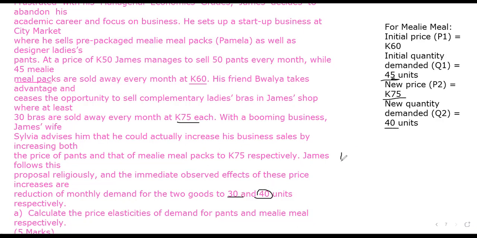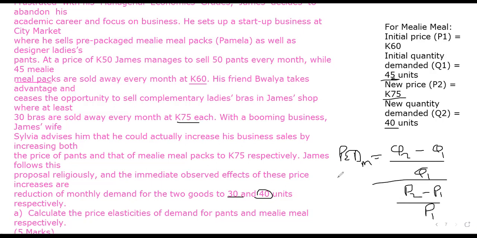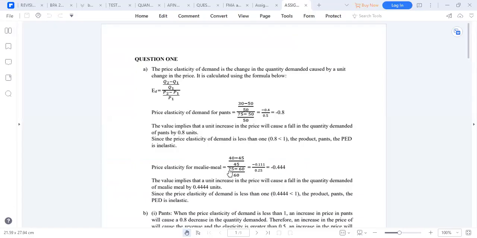So what is the price elasticity of demand for the mealie meal? Q2 minus Q1 divided by Q1, over P2 minus P1 over P1. You get it, right? Yes. So this computation will look something like this. Here we're going to have 40 minus 45 over 45 divided by 75 minus 60 over 60, and you get 0.44. This is also inelastic.